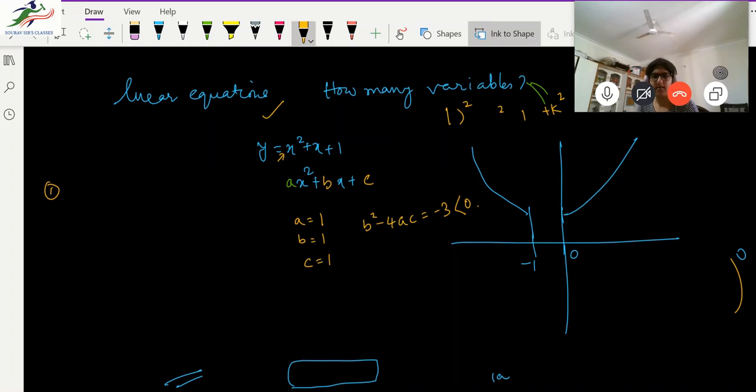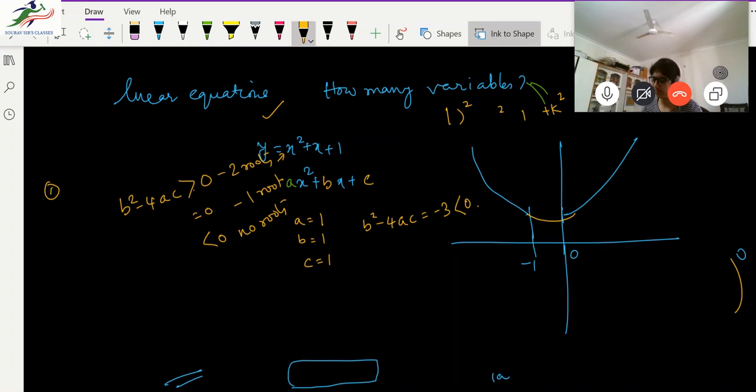b square minus 4ac has to be greater than 0. If it is greater than 0, then there are two roots, so it will intersect. If it is equal to 0, then one root, it will touch. And if it is less than 0, then no roots, or it will lie above the x-axis. So it will be like this. Clear?